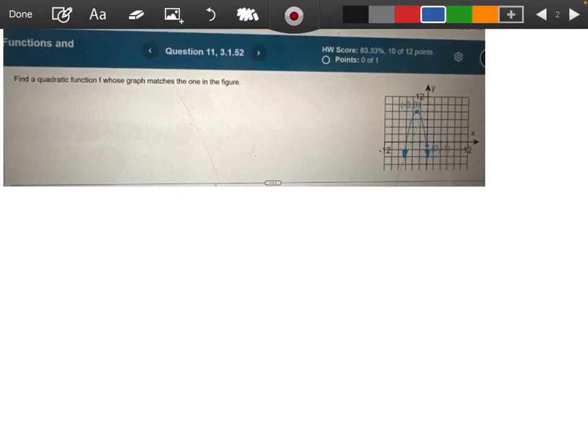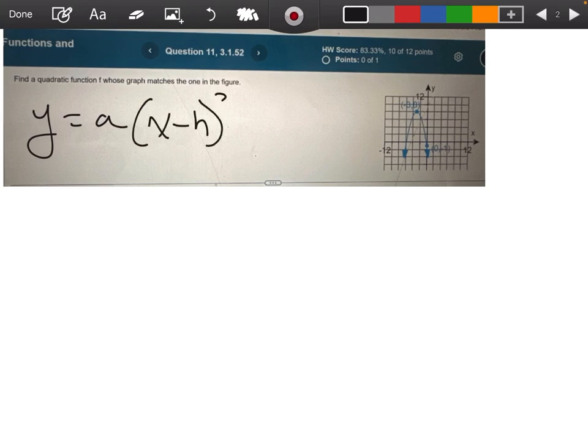All right, y'all, this is a homework question out of 3.1. This is problem number 11. And we're trying to see if we can find the equation that matches that graph there. So, y'all, let's do this. First thing I'm going to do is write out my equation: y equals a(x minus h) all squared plus k.